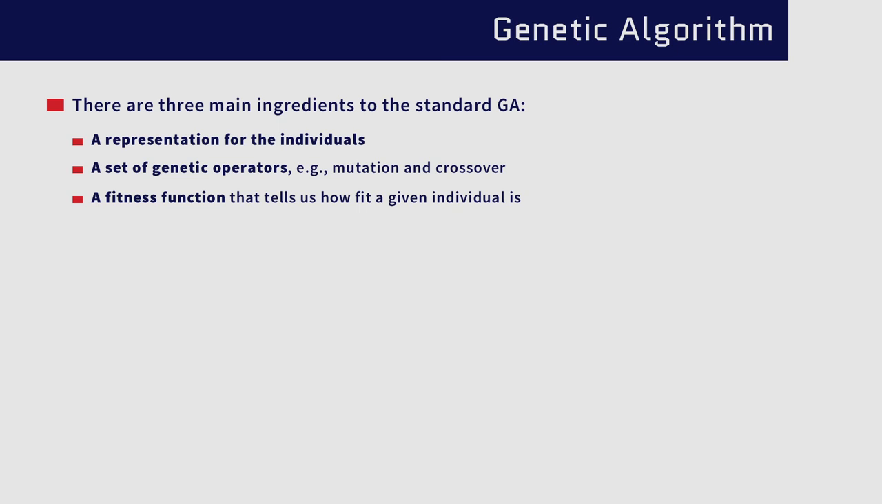Secondly, we need a set of genetic operators. The main operation is usually the crossover, used to mix parents' genes to form new offsprings. The second operation is random mutations, as we discussed in the antenna example. And then the third ingredient to the standard genetic algorithm is a well-defined fitness function that tells us how fit a given individual is. That was the fitness function in our example that told us how good an antenna was, how good was it at receiving signals, etc.